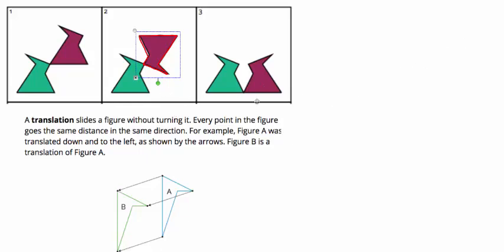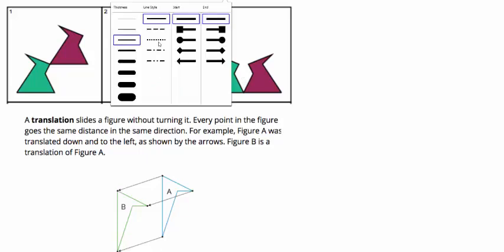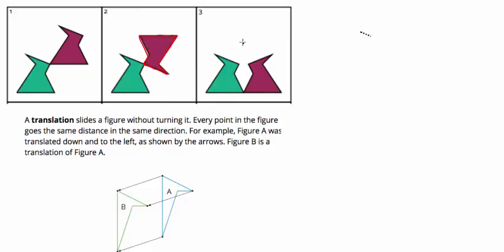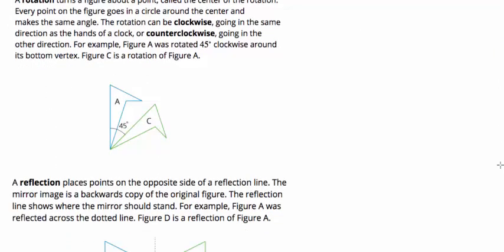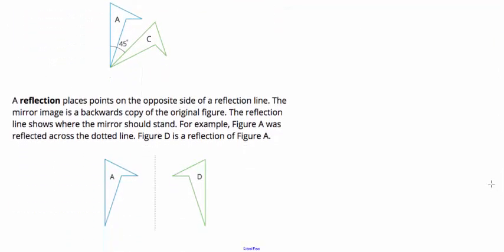And a reflection reflects a figure. It creates a mirror image of a figure, and that mirror image always has a line of reflection. So this right here would be our line of reflection that this shape reflects over. Okay. There's another example.